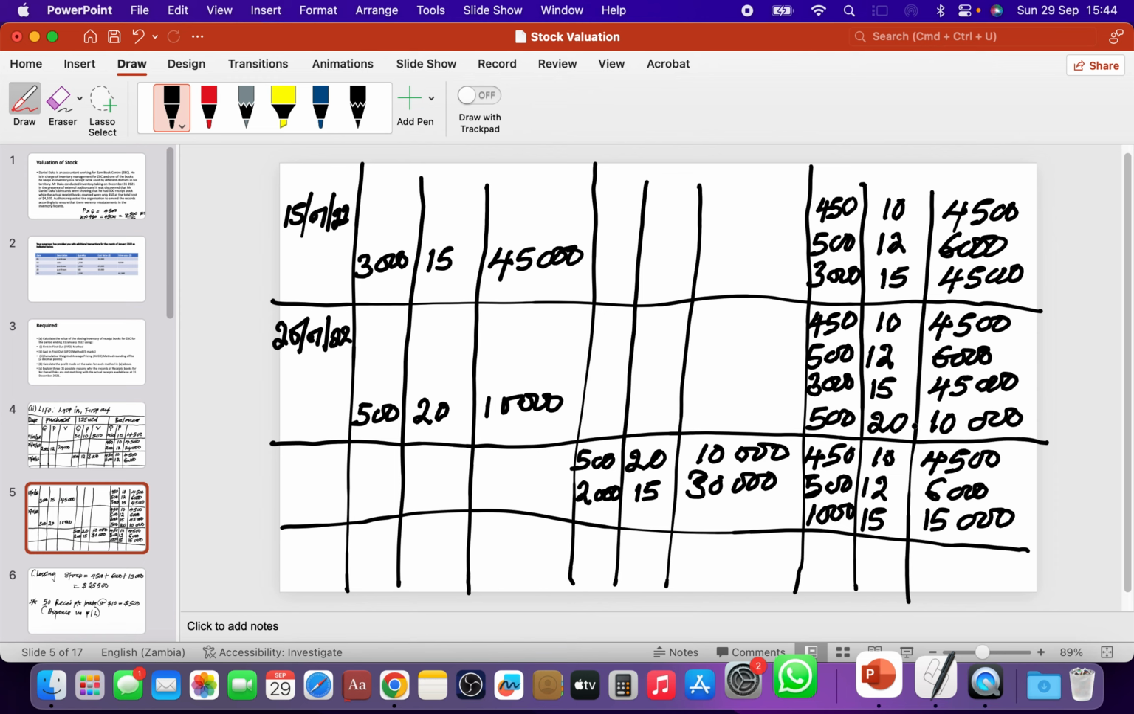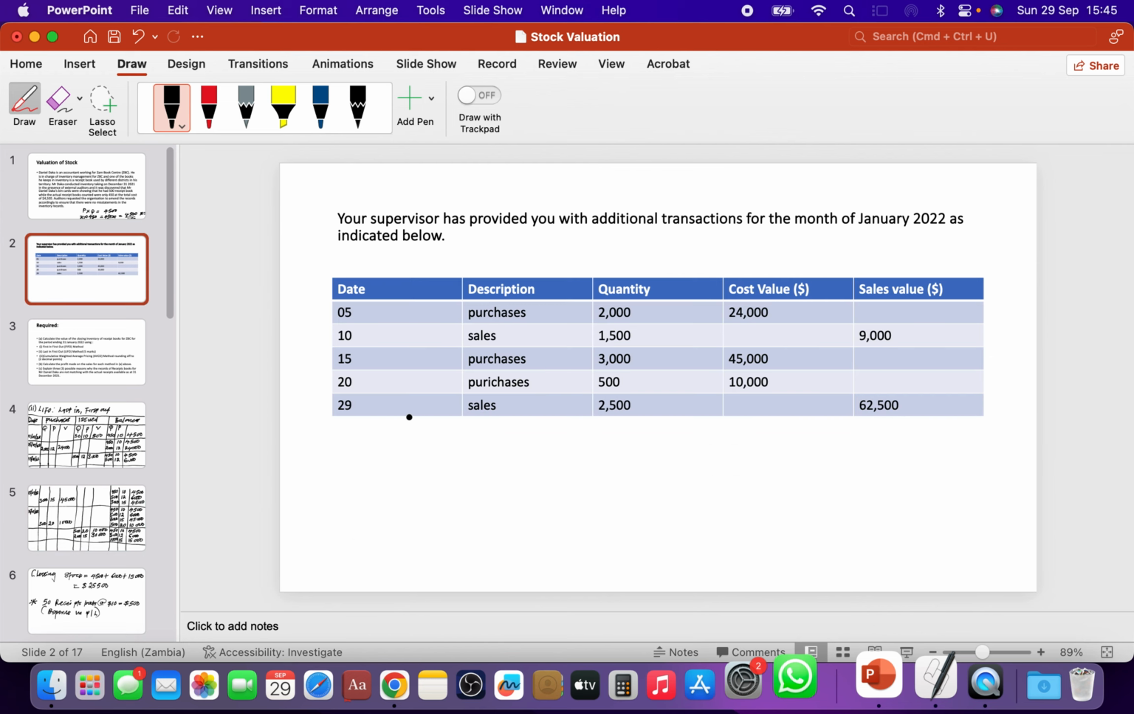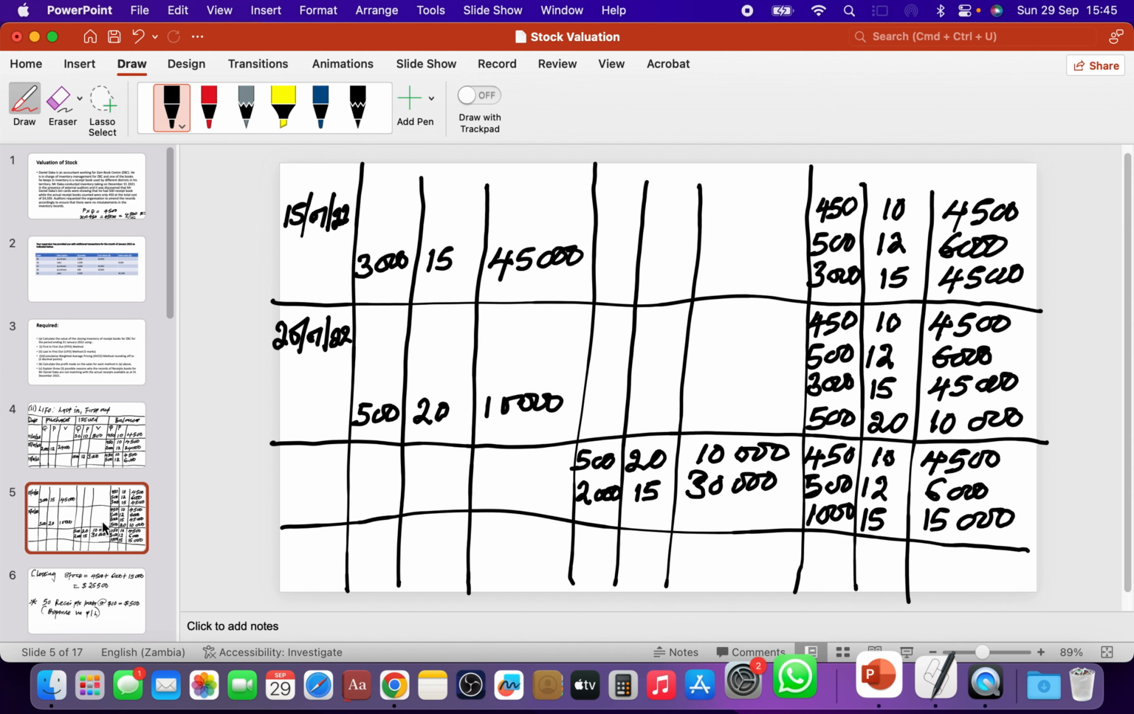These are the ones that I brought forward on the 20th of January, plus this batch of 500 recorded at $20. Now, from the 20th, the next transaction happened on the 29th of January 2022, and this was a sale of 2,500 units. Okay, so on the 29th, I need to sell 2,500 units. But remember, the method we are using to issue out stock is LIFO, which tells us that we need to sell first the units we bought last.